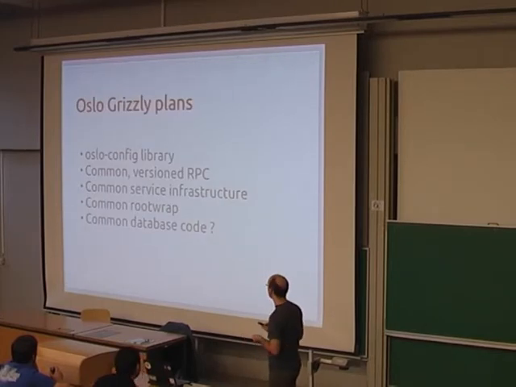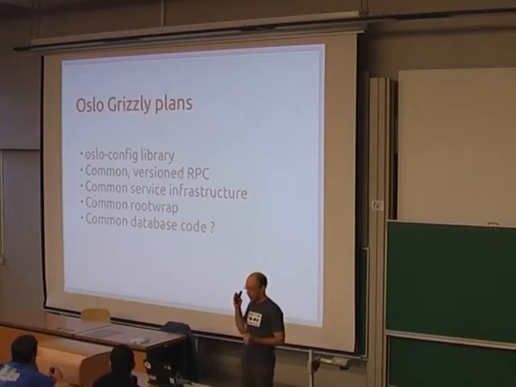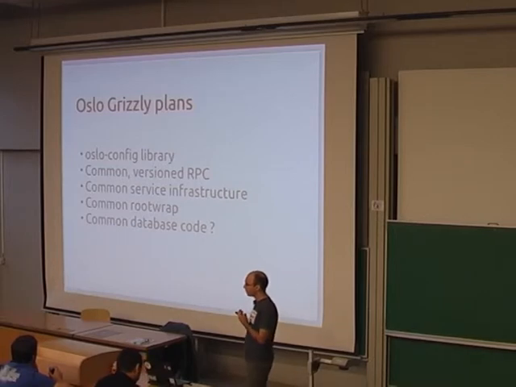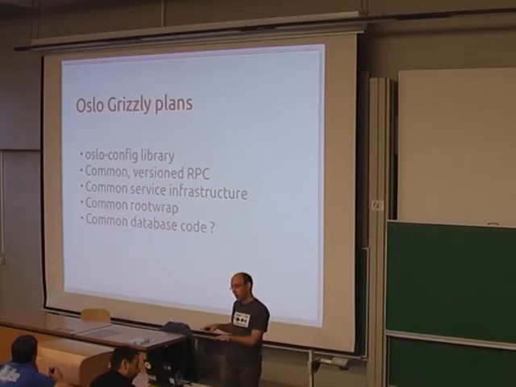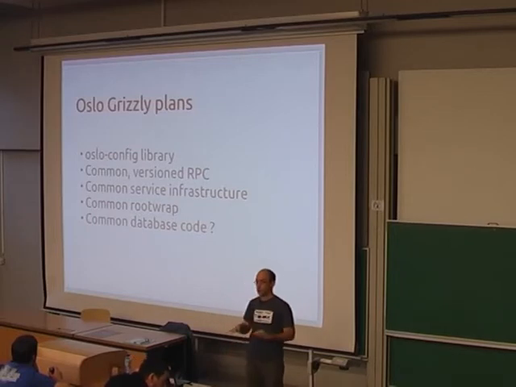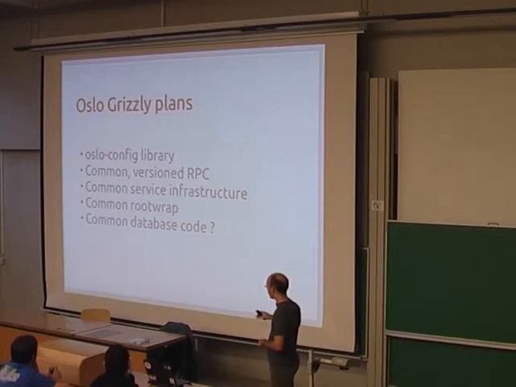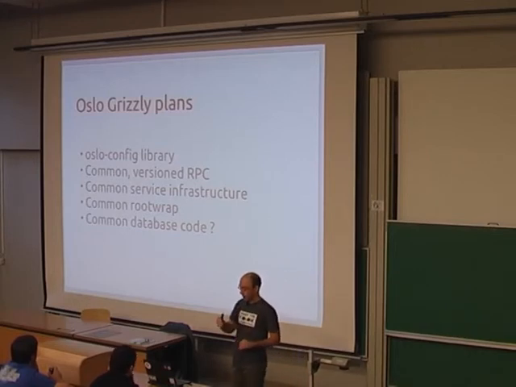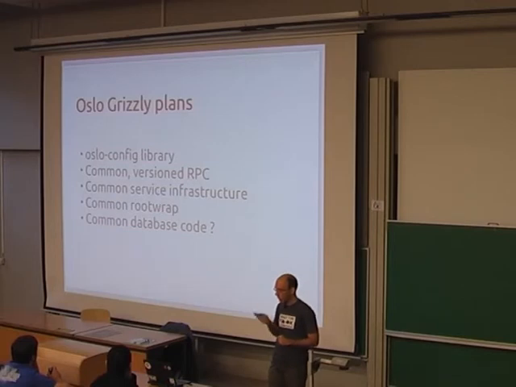The goals for Oslo in Grizzly are to release an Oslo config library. I think it's done now. We may have a separate RPC library as well, maybe not. We'll see. So we have common RPC code to talk with the queues. We have common service infrastructure code to build basic services. We now have a common rootwrap, the piece of code that lets us run some commands as root without giving root to the whole system. And finally, maybe common database code might be pushed so that we don't duplicate that either.